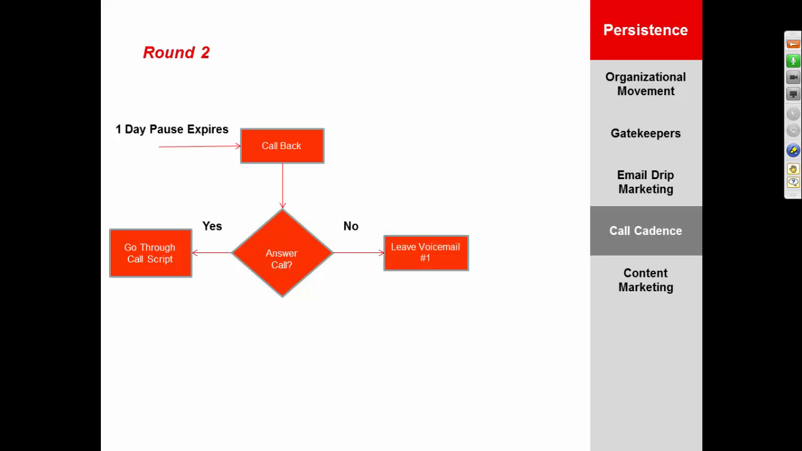voicemail number 1. It says number 1 because we have multiple voicemail messages that we're going to leave. So we leave voicemail number 1. Now, remember what I told you to do. After each voicemail you leave, you're going to need to send an email follow-up. So we actually have an email that's paired and aligned with that voicemail message number 1. So post voicemail email number 1. Okay. Now, since we've called them, left them a voicemail, and sent them another email, we're going to pause for 7 days. Okay.